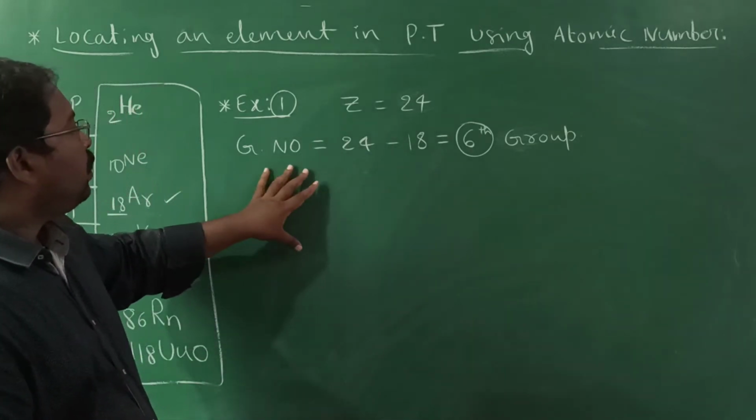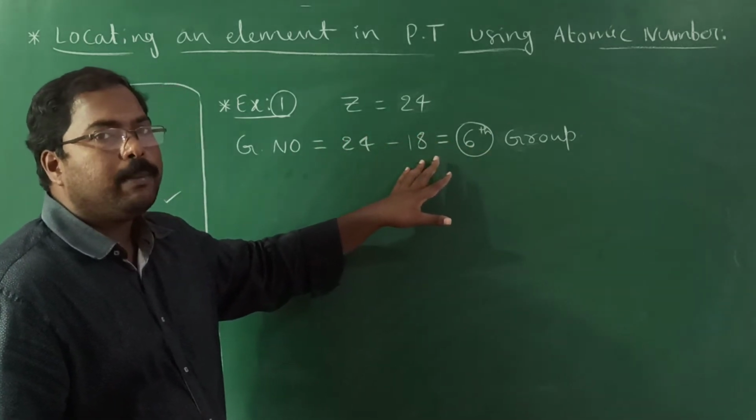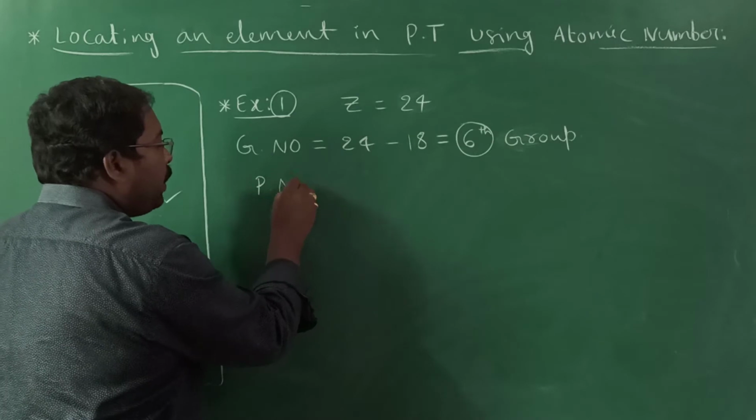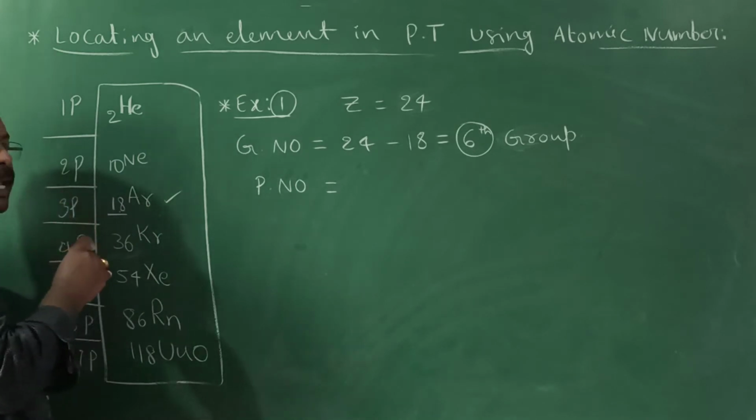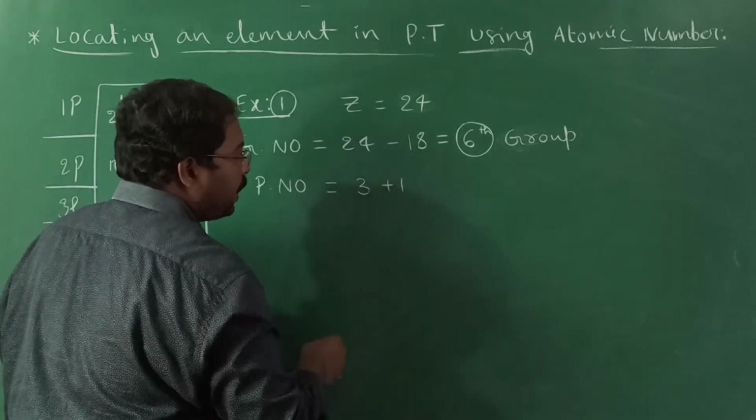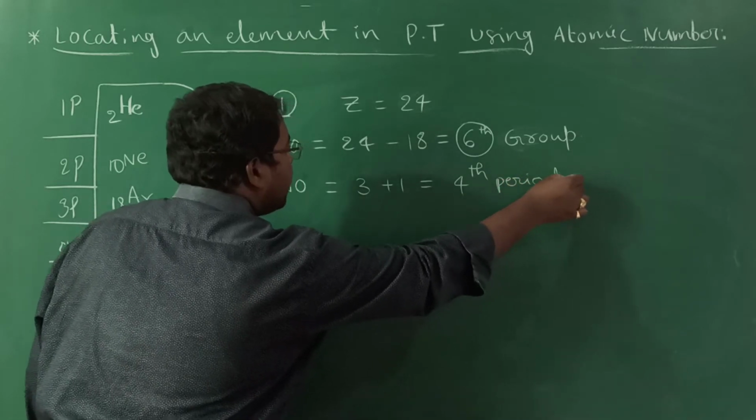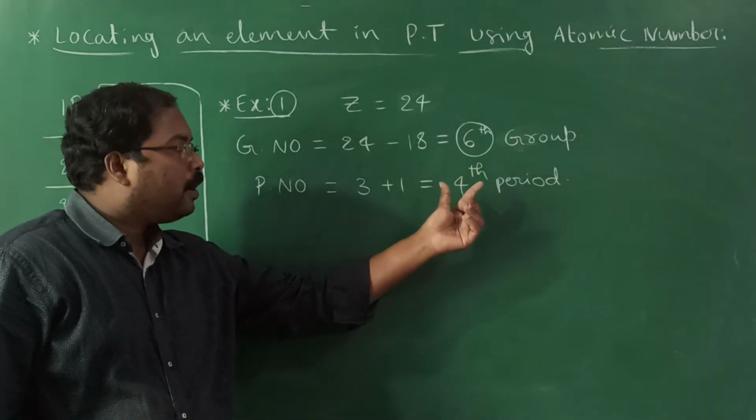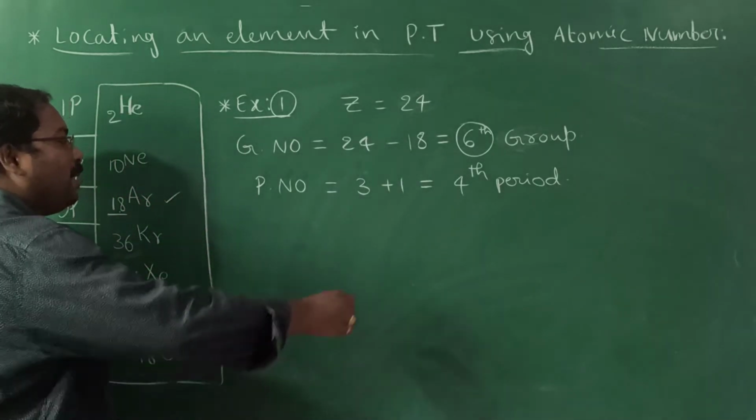Look at this one. How did we find the group number? The atomic number minus the atomic number of the nearest noble gas. Now, we want to know the period number also. We know argon belongs to which period? Helium is the first period, neon the second period, argon belongs to the third period. I said it is plus 1. So this 24th element belongs to the 6th group and 4th period. Am I correct or not? You can cross check from the periodic table.